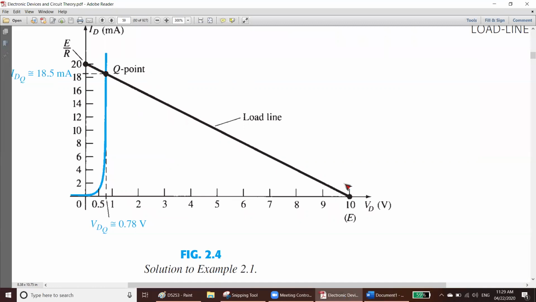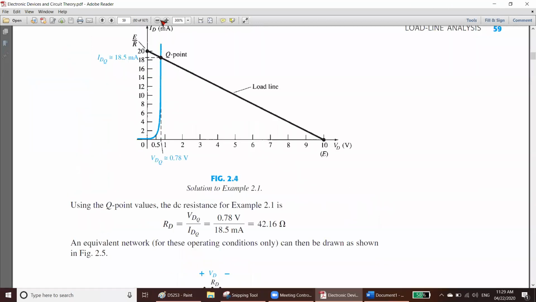That is 20. That is 10. So if you draw a line that will cut it here, that is at the Q point. From the Q point, you draw two lines. One line here, another line here. So they will intersect the axis here and here. So this is around 0.78, approximately 18.5. That is your ID. That is also approximate. That is your solution.